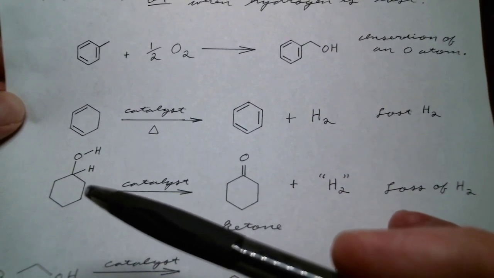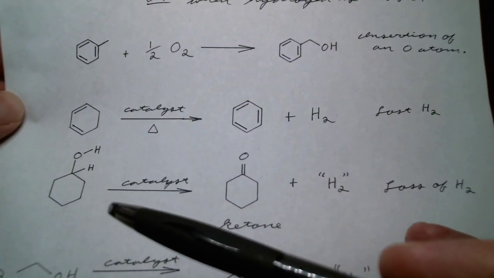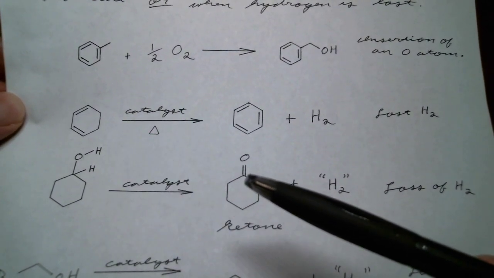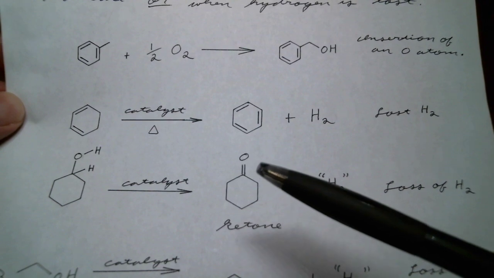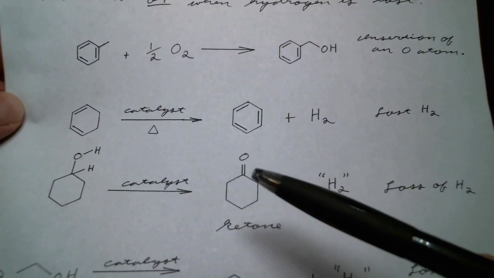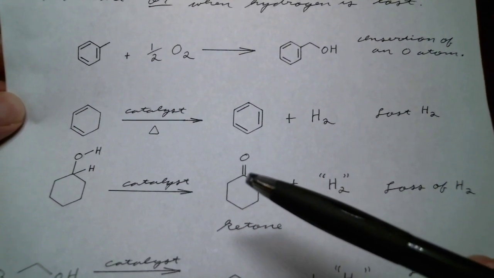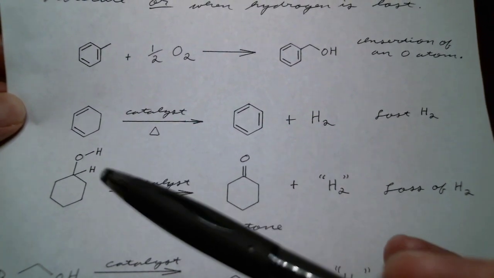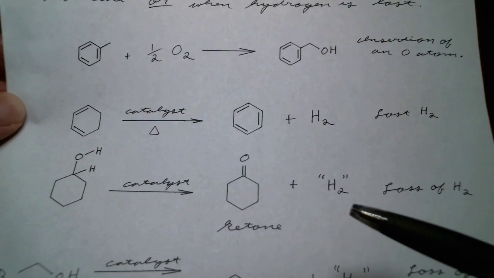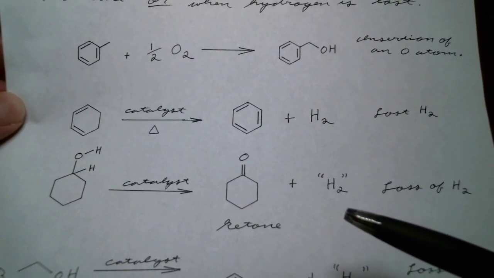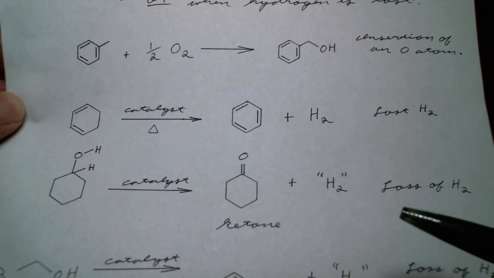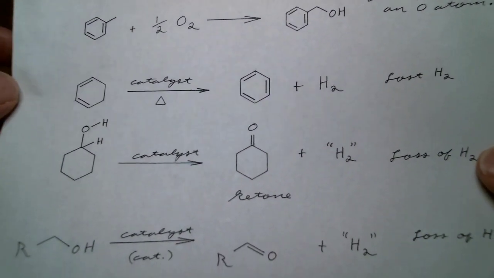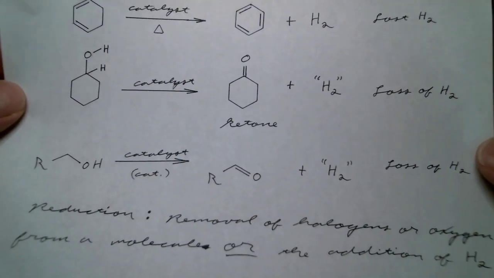How about this cyclohexanol? Well, we have 2 hydrogens here. We throw in a catalyst to oxidize this, and lo and behold, now our carbon has a double bond to oxygen, so there's no hydrogen either on the carbonyl carbon, that is the carbon with the double bond to oxygen, nor is there a hydrogen on the oxygen. So we lost our 2 hydrogen atoms and 2 electrons. So that is an oxidation of our cyclohexyl alcohol, our cyclohexanol.